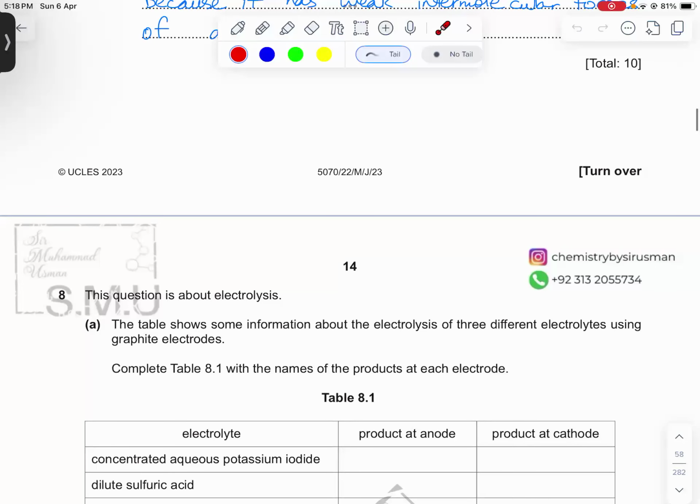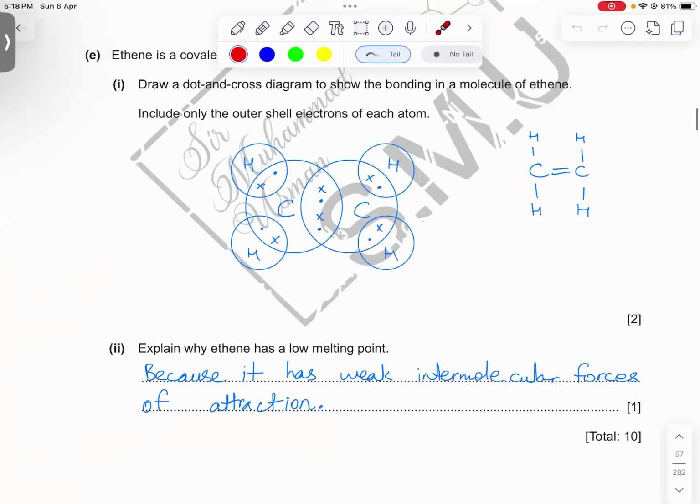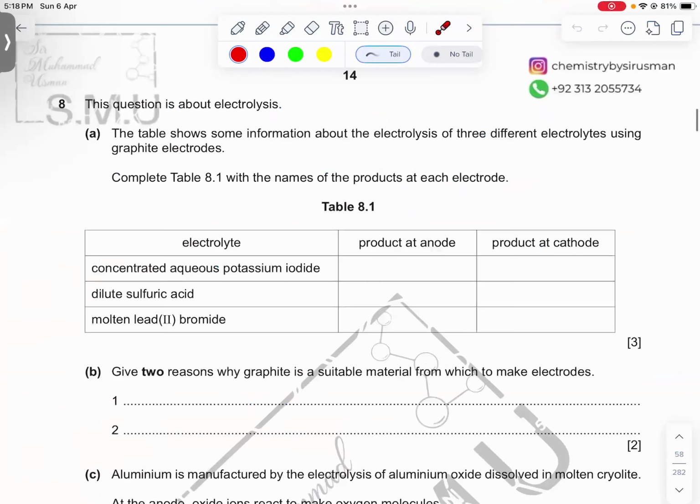Acha ji, Assalamu alaikum. So today we are going to be completing the paper that we were doing yesterday, which was 5070 May June 2023 paper 22. We had completed up till the seventh question, okay? And now we are going to do the eighth question today.